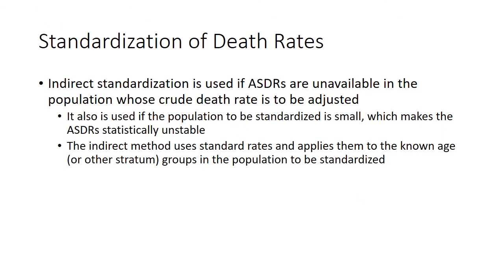There's also an indirect standardization that can be used if you have ASDRs that are unavailable in the population of the crude death rate that you want to be adjusted. It can also be used if the population to be standardized is pretty small, which can make ASDRs pretty unstable. You know, they could change pretty drastically from year to year if you're dealing with a small population. And so the indirect method uses standard rates and applies them to the known age or whatever categories you're looking at in the population to be standardized.